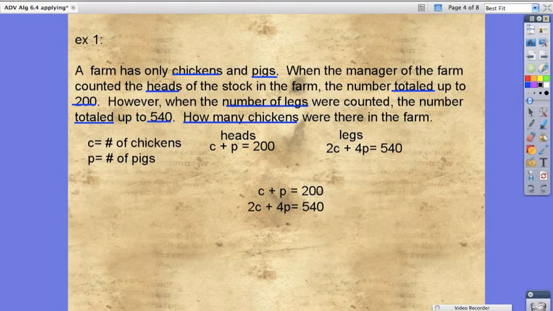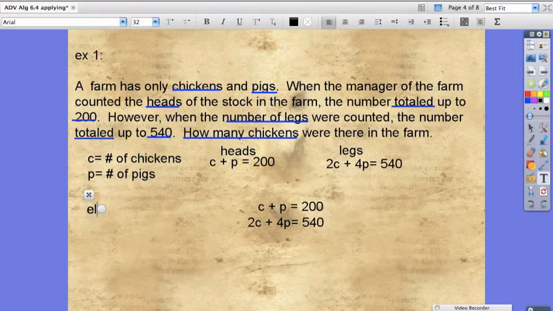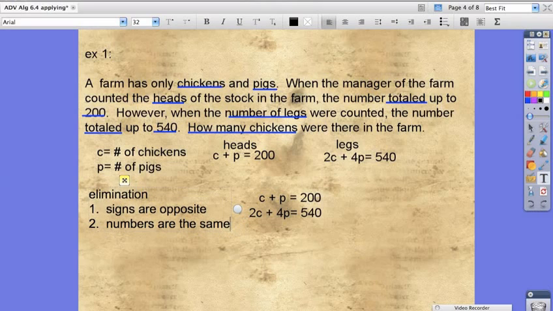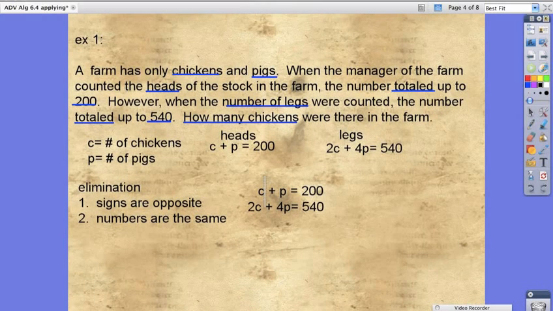So notice how we want 2 criteria for elimination. 1, signs are opposite, and 2, numbers are the same. Okay, so at this point we need to determine, do we want to eliminate the x's, or the c's, or the p's? So to make that easier, we'll do the chickens. Now the chickens don't have the same sign.